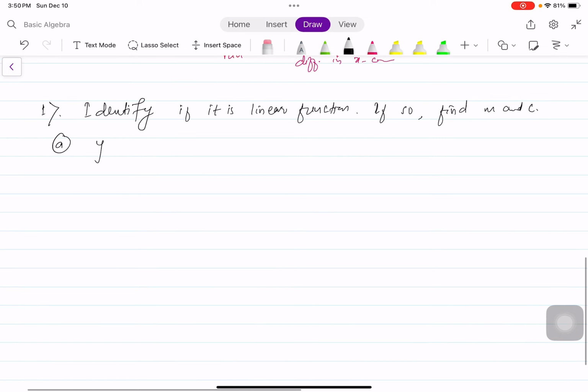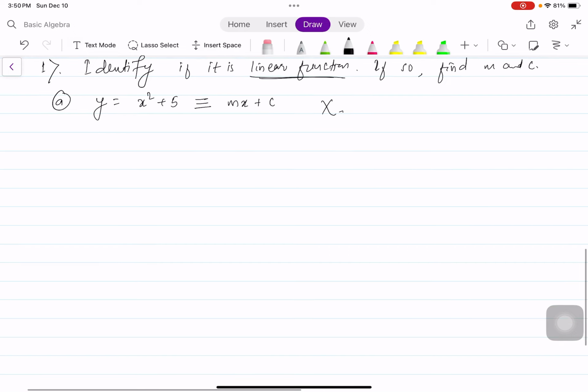Number A, y equals x square plus 5. The best way to solve this is, whenever you try to identify any type of function, you compare it with the standard form. What is the standard form of a linear function? mx plus c. So does it look like this? No, it is not a linear function. So no need to go further.